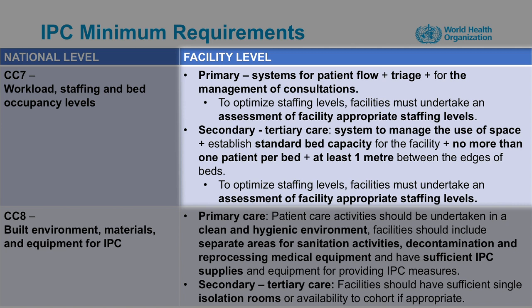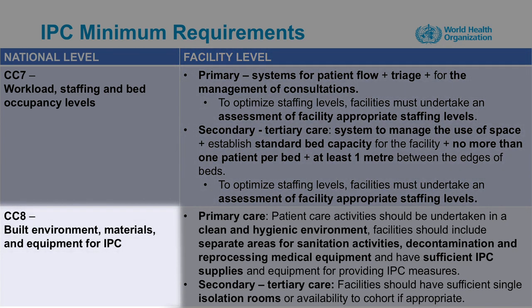At the secondary and tertiary care levels, there should be systems in place to manage the use of space and establish standard bed capacity for the facility. There should be no more than one patient per bed and at least 1 meter between the edges of the beds. To optimize staffing levels, facilities must undertake assessments of their appropriate staffing levels.